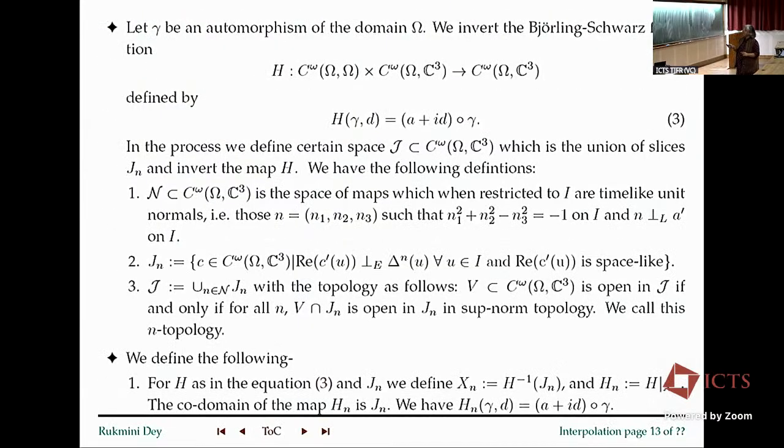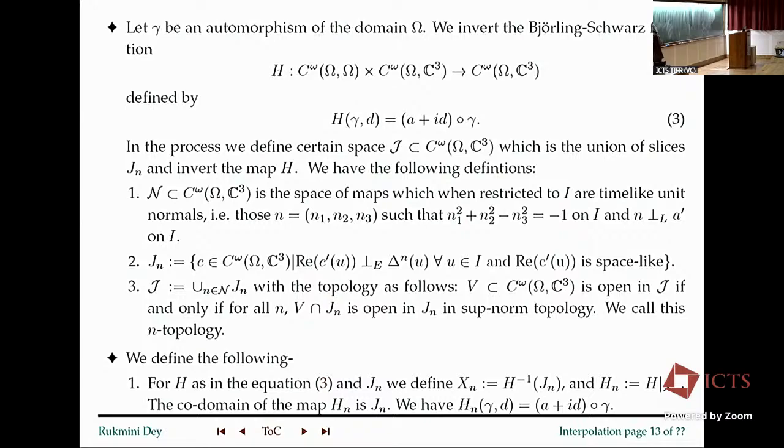Yeah, so I want to invert the Bjorling formula, right? And so when I want to invert it, I have to take its differential and try to invert that first and apply the inverse function theorem. That's not possible directly, but you have to restrict. So N is the space of time-like unit normals, and n is L perp to A prime. And so I consider Jn's, which are delta n. I should have told what delta n is and all that. So let me just write a few things on the board.